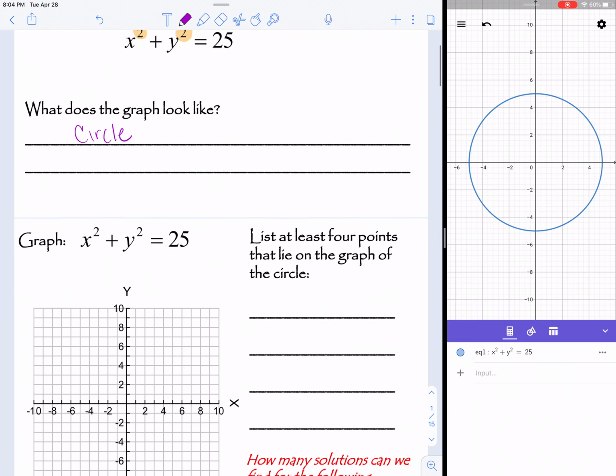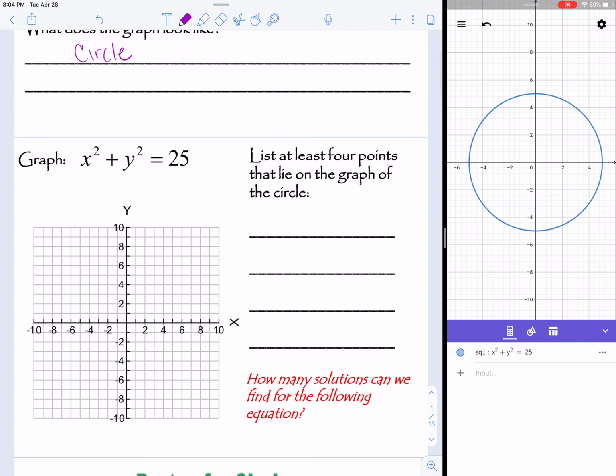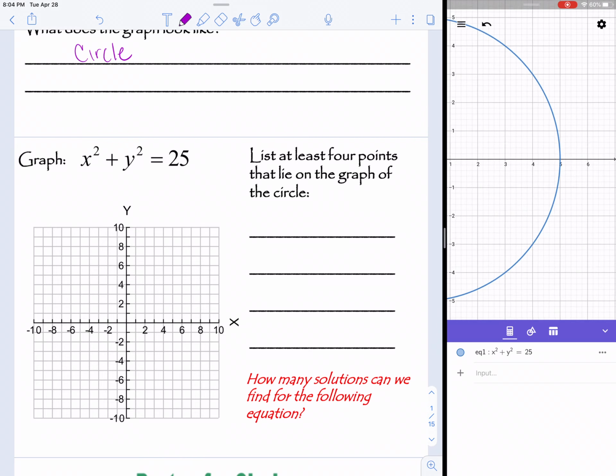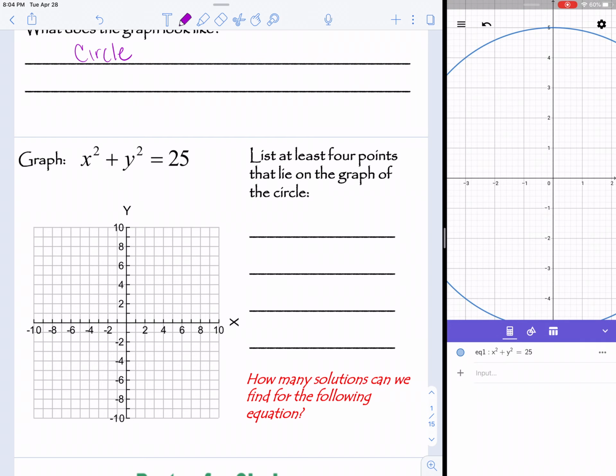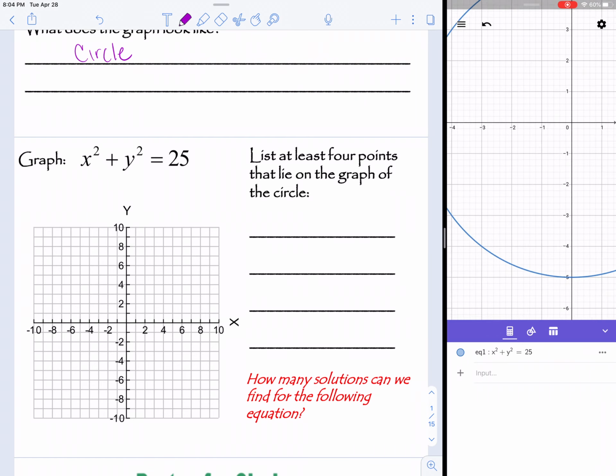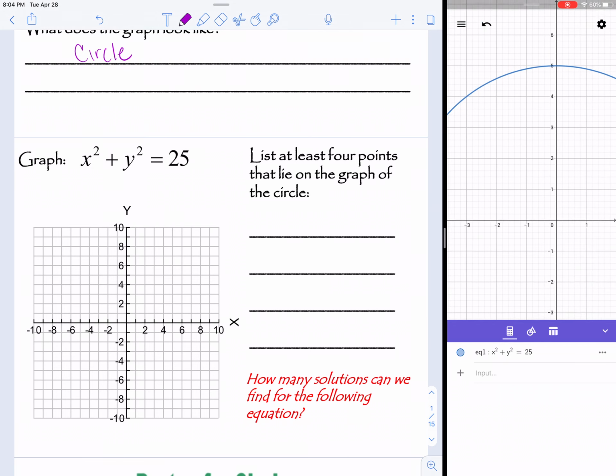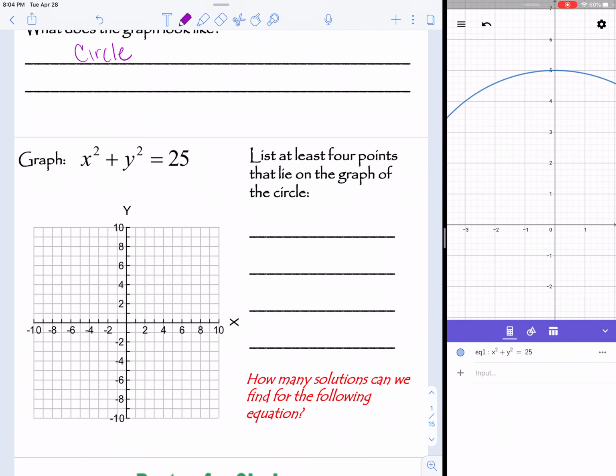So let's now graph this equation. List at least 4 points that lie on the graph of the circle. If I just blow it up a little, you could see that it hits the x-axis at +5 and -5, and the y-axis at -5 and +5. So the 4 points I'll put are (5, 0), (-5, 0), (0, 5), and (0, -5).